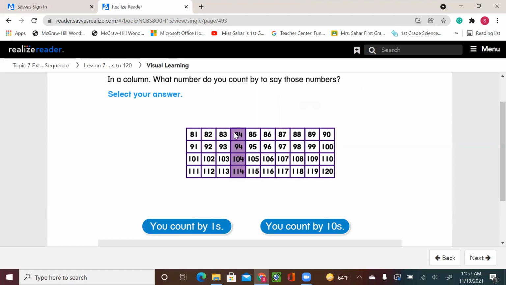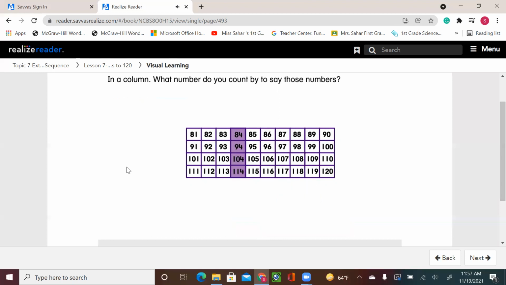So if I count one more 10 than 84, it's going to be 94. One more 10 than 94, it's going to be 104. One more than 9 would be 10. One more than 10, a whole 10, is 11. So we count by tens. You count by tens. This shows counting by tens, starting at 84.